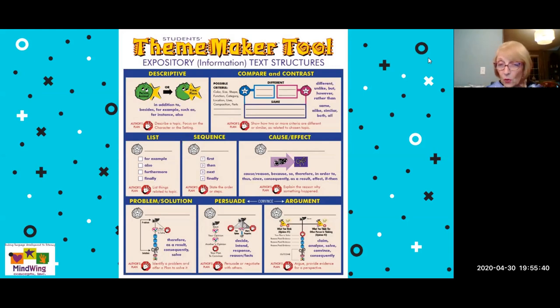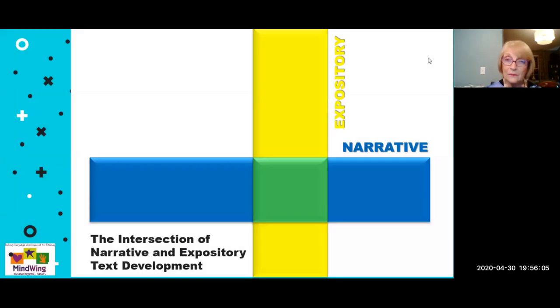So we have cohesive tie words for each of the text structures, and also a symbol of a plan at the bottom of each of the boxes, and it says the author's plan. The author's plan, if it's a description, is to describe a topic and focus on the character and the setting. The setting could be an era. So each of them has that as well.